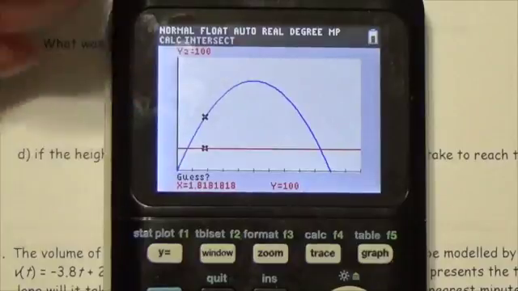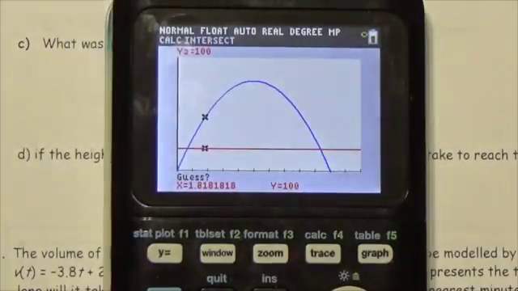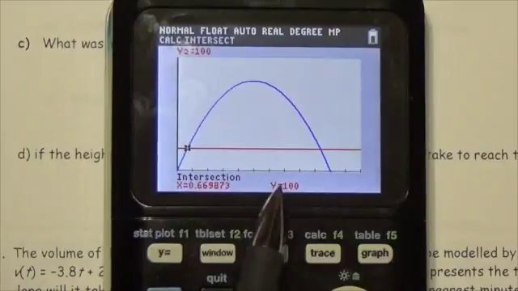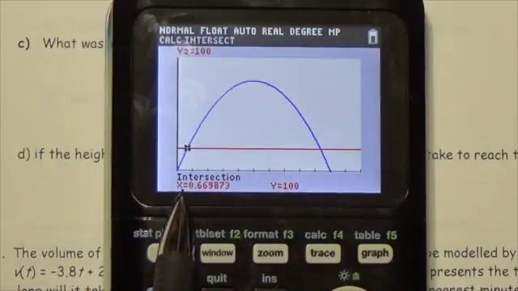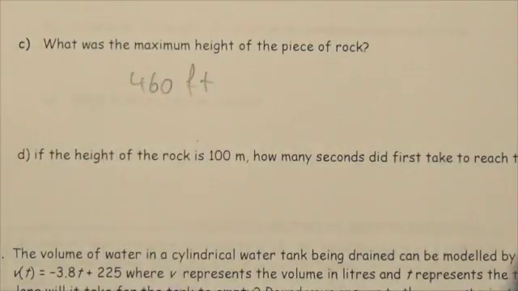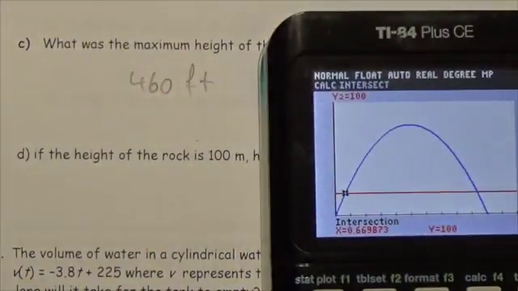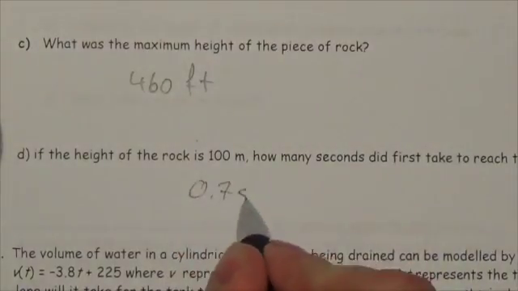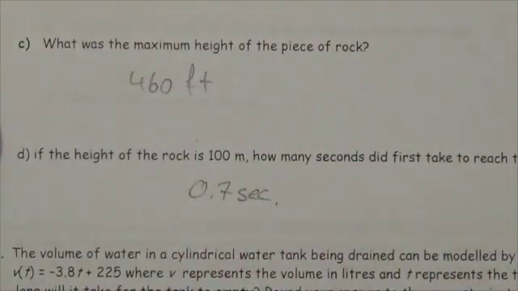Now, is it okay for the calculator to guess that? Yeah, it's okay. It's not going to make a difference. Press enter, and it finds that point of intersection at height 100 feet, and it's going to happen at 0.669873 seconds. So let's round that. Actually, that'll round nicely to the nearest tenth. So at 0.7 seconds. That's what we're looking for.